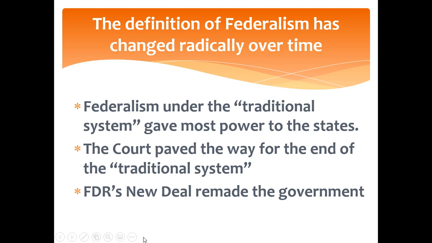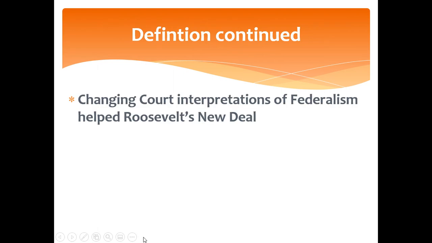So we see the federal government start to expand their idea of what the federal government should be responsible for, what their job is. So changing courts' interpretation of federalism helped Roosevelt's New Deal. In 1937, we leave the traditional system, this dual federalism system, behind. Now we're going to go to something called cooperative federalism.